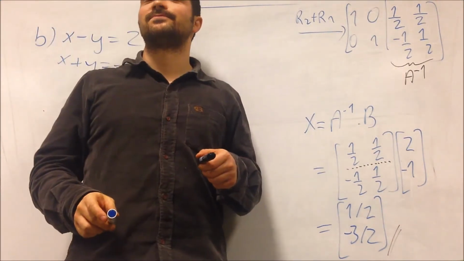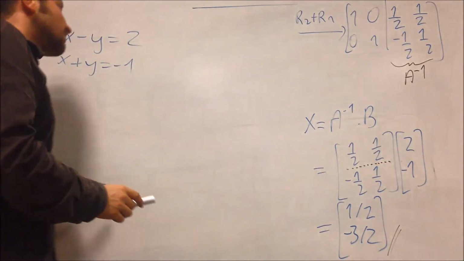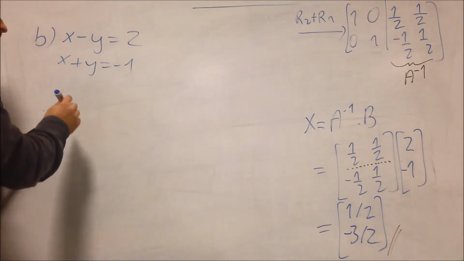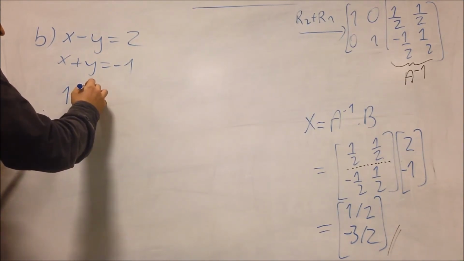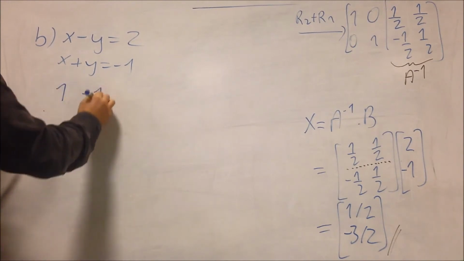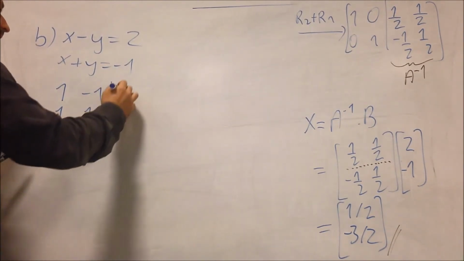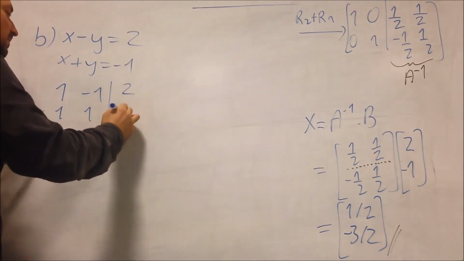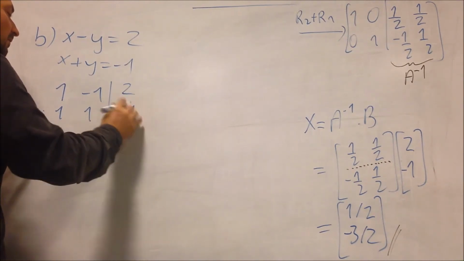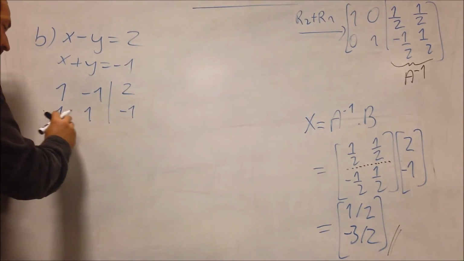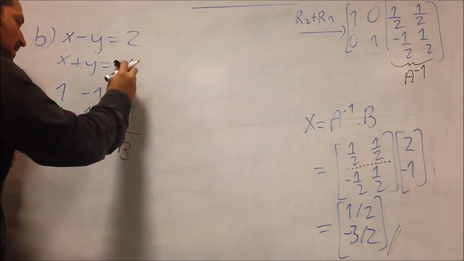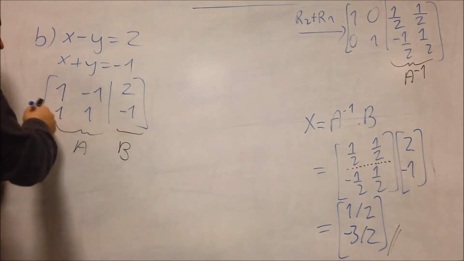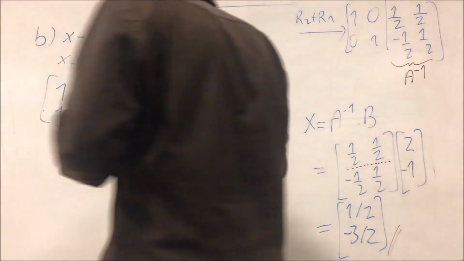Using the reduction method. Here's how we do it. Just write down the coefficients matrix: 1, minus 1, 1, and 1. And attach the constants matrix on the right hand side. This is A. And here we have B, the constants matrix. And we start reducing it.